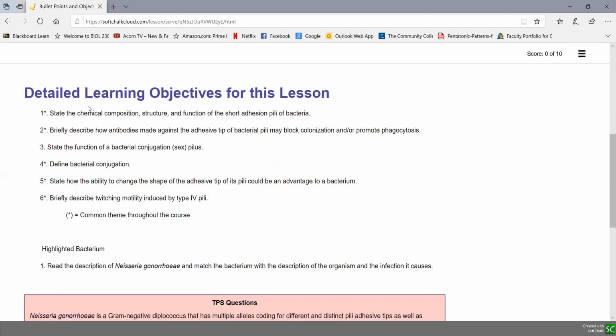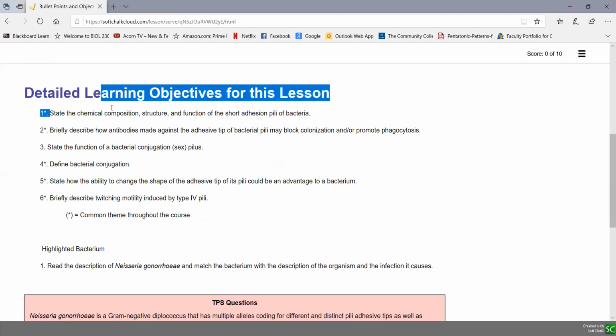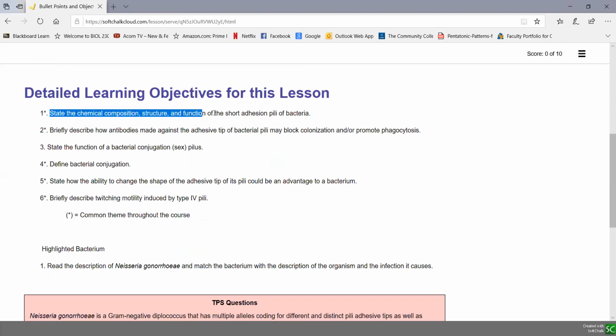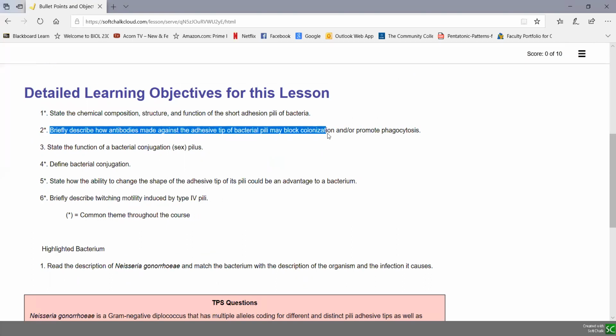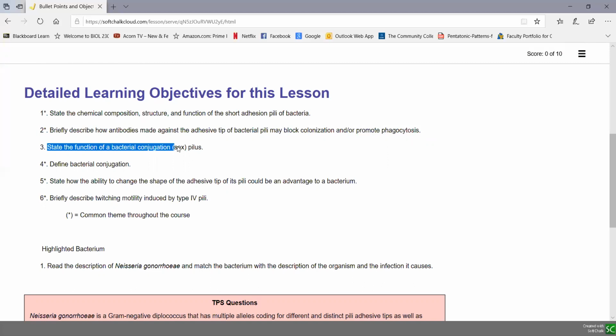And now let's look at our detailed learning objectives for this SoftChalk lesson you need for the exam. You should be able to state the chemical composition, structure, and function of the short adhesion pili in bacteria. Briefly describe how antibodies made against the adhesive tip of bacterial pili may block colonization and/or promote phagocytosis. State the function of a bacterial conjugation or sex pilus.